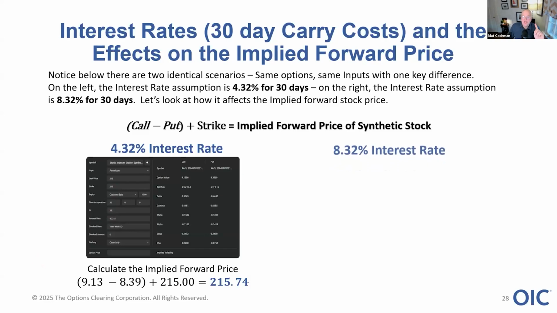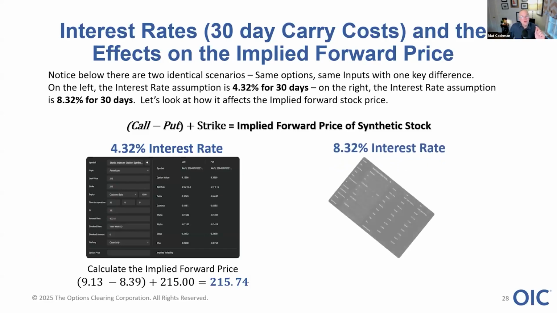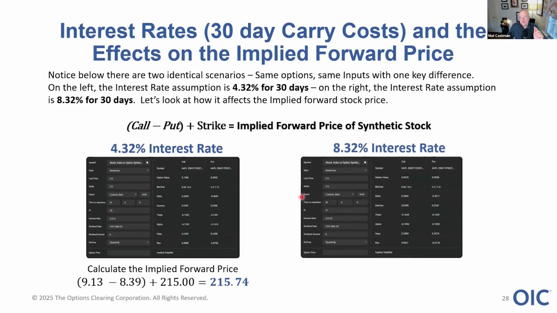Now let's look at what it looks like when the interest rate is 8.32%. Again, this is the exact same setup, but we have a different interest rate right here. You'll notice everything is exactly the same except the interest rate. Same amount of days, same strike, same everything. And what you see when you jack the interest rate to 8.32% is that you get a completely different forward price. That's not that surprising.